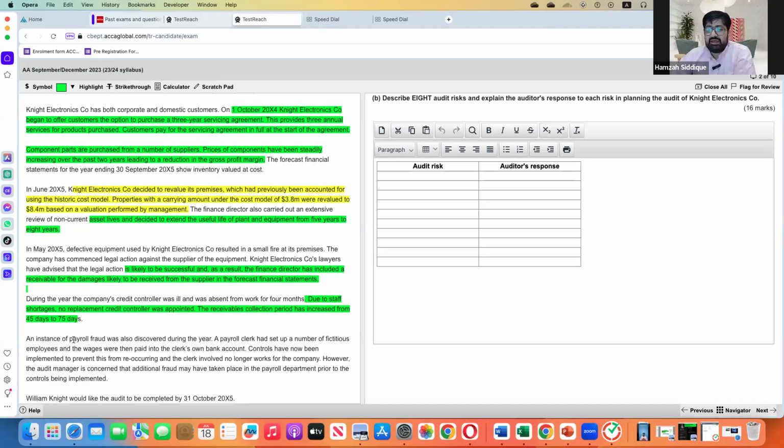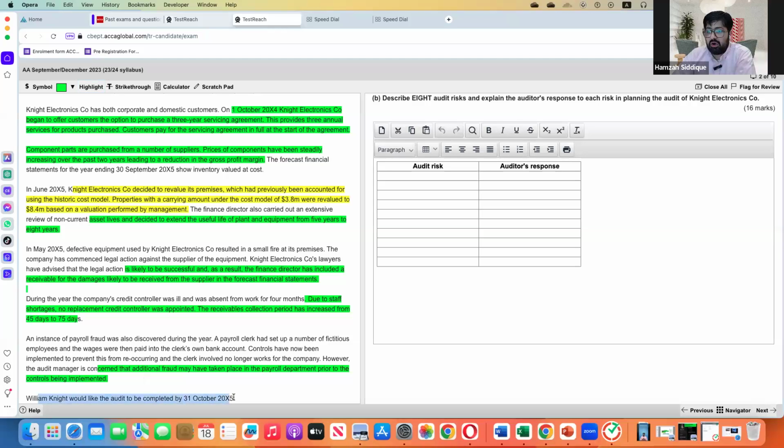Next, an instance of payroll fraud was discovered during the year. A payroll clerk had set up a number of fictitious employees and wages, and then paid them into the clerk's own bank account. New controls have now been implemented to prevent reoccurrence. However, further items may be misstated. Now, how many points? 1.